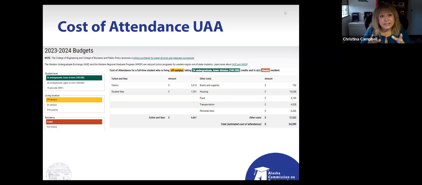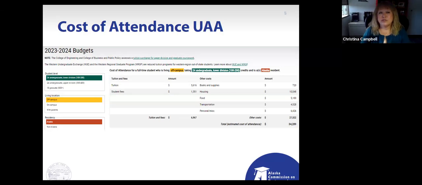And if you can see this, this, for example, is UAA. They have tuition listed at $5,616. They have student fees at $1,351. And then under the other costs, actually, I can't see because all of our photos, there we go, I just moved us. Under personal and miscellaneous, they have that price tag of $6,426. So on paper or on the website, they're going to make it look like this enormous amount of money.